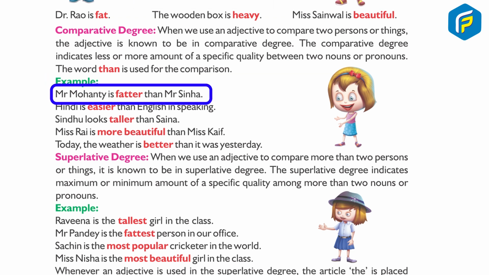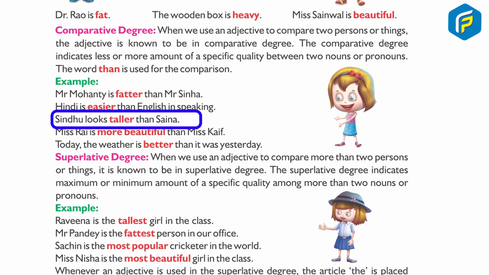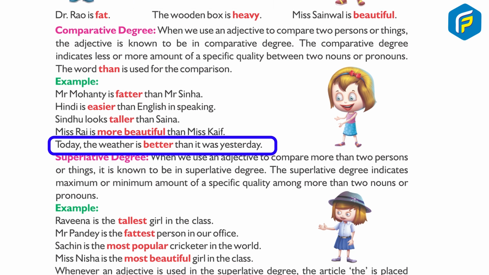Example: Mr. Mohanty is fatter than Mr. Sinha. Hindi is easier than English in speaking. Sindhu looks taller than Sania. Miss Rai is more beautiful than Miss Kaif. Today the weather is better than it was yesterday.